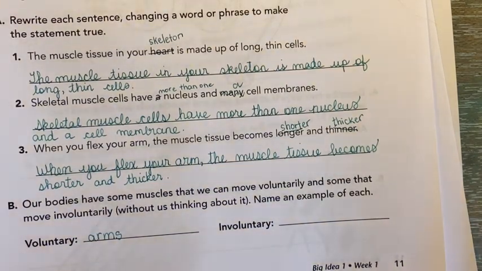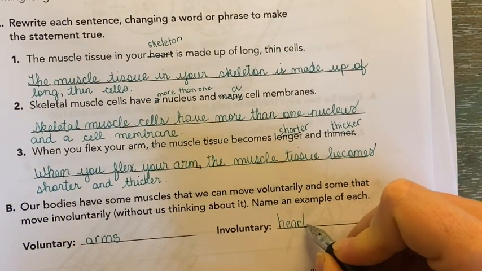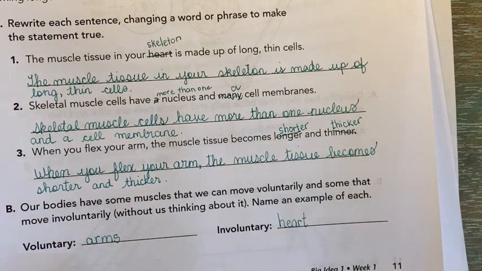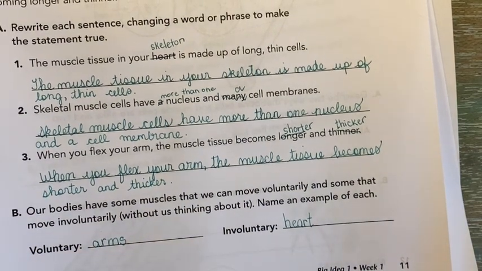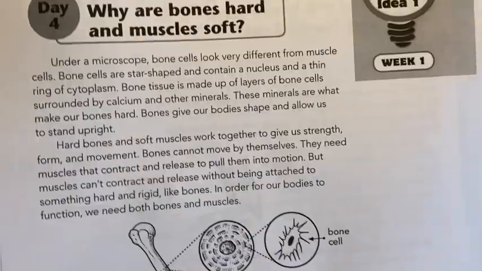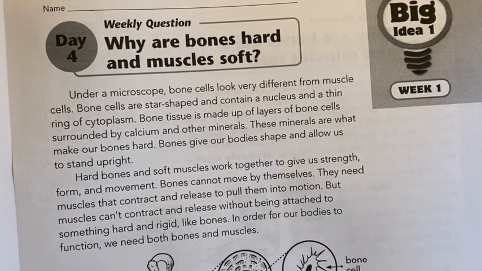Involuntary muscles in a typical body, the heart is one. You don't think about moving it, but you move it. All right, so your arm muscles are voluntary, your heart is involuntary. All right, let's flip to the other side. Why are bones hard and muscles soft? So for this one, we're going to read about what is different about bones and muscles.